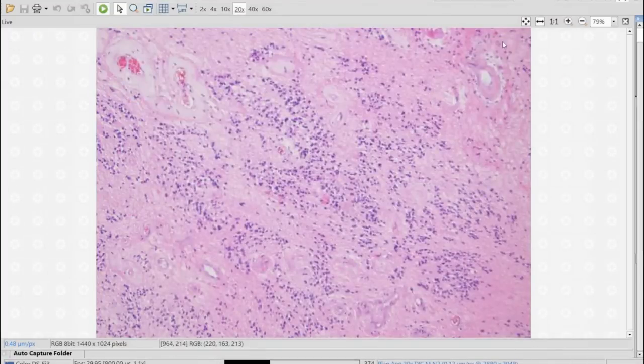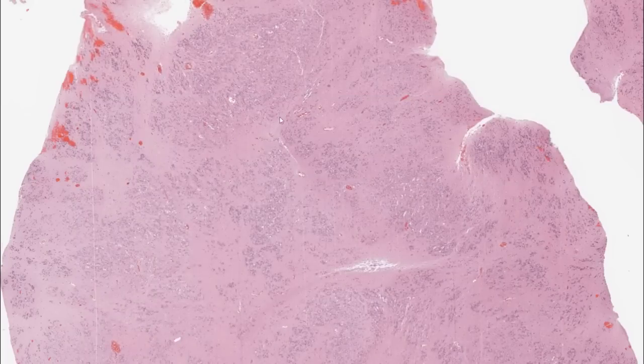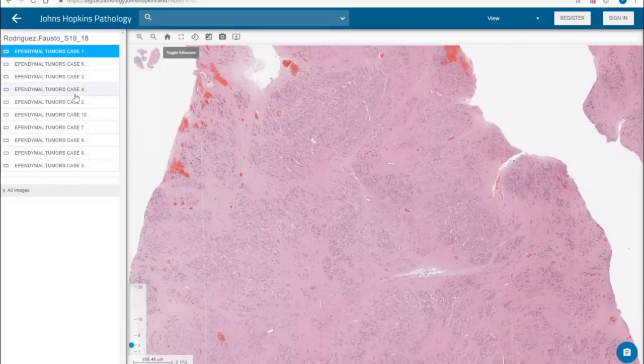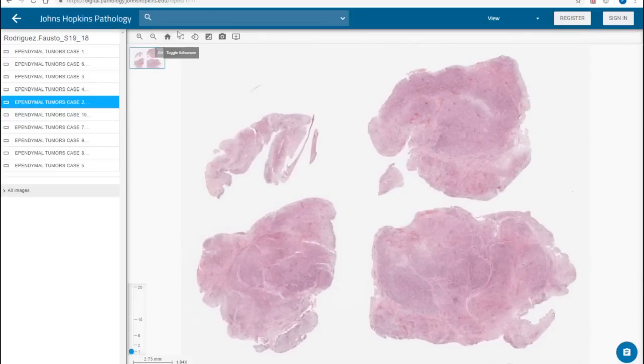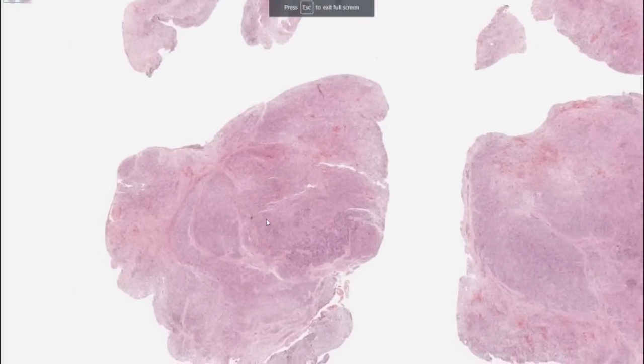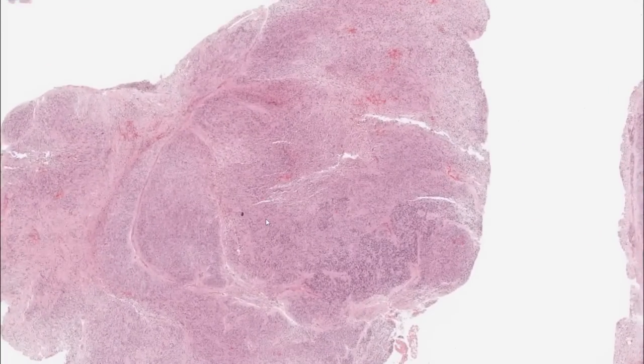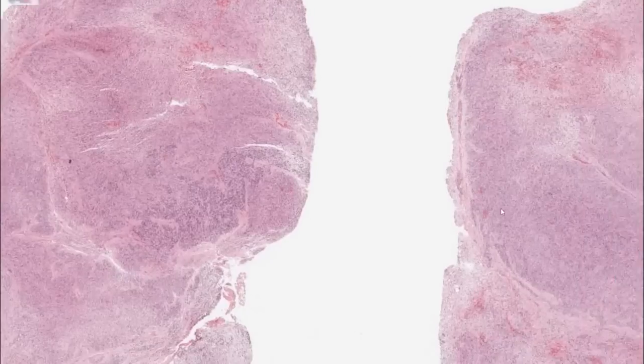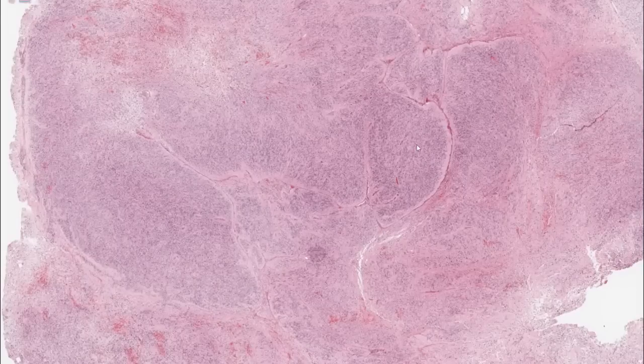All right, so we'll go to the next slide. So this is the slide that you have. And again, at low power, you can see it's very lobular. This is another feature that is consistent in many of the ependymal neoplasms, but a bit more cellular at low power than the first case, right?